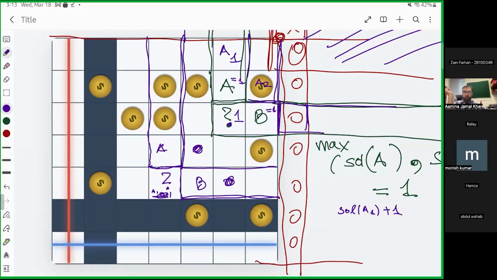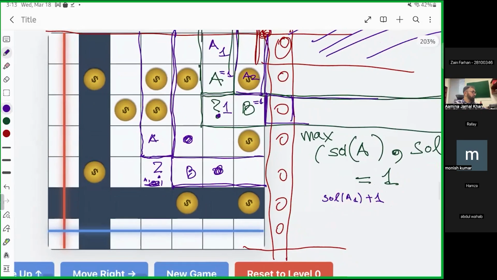And potentially add one to them, depending on whether that column contains any coins or not. All right, I'm gonna give you some time because we are running out of time. I want you guys to do 2 worksheets if we can, okay.